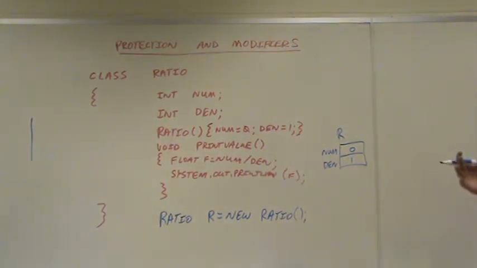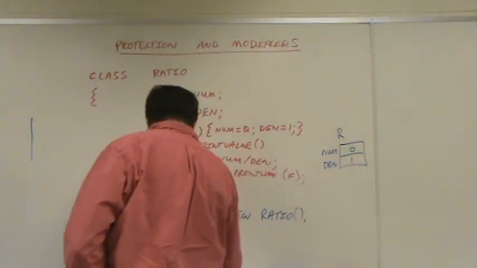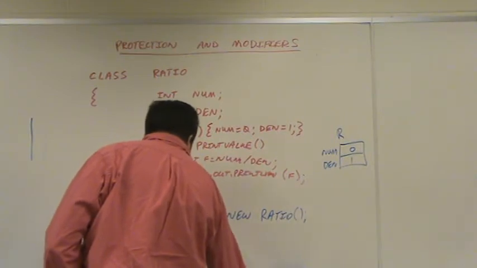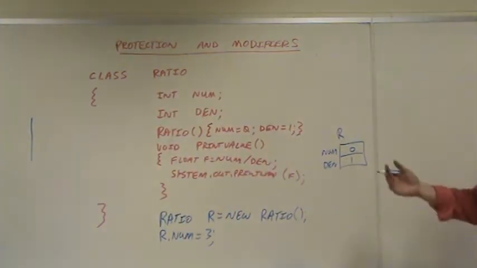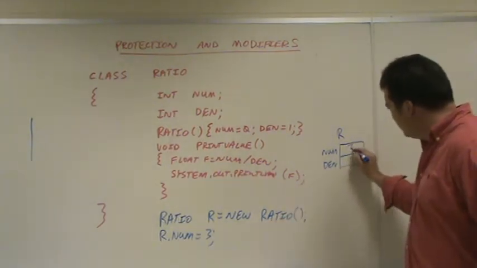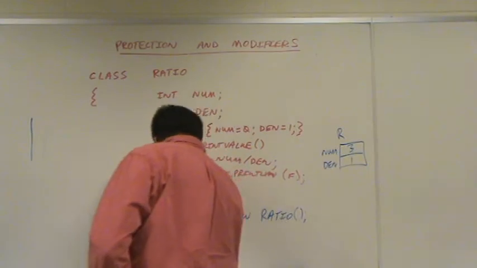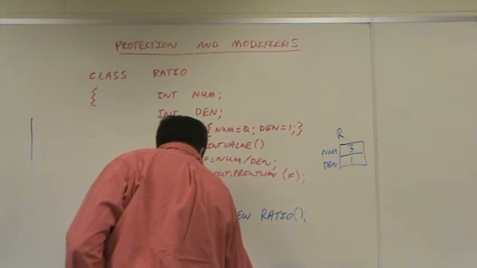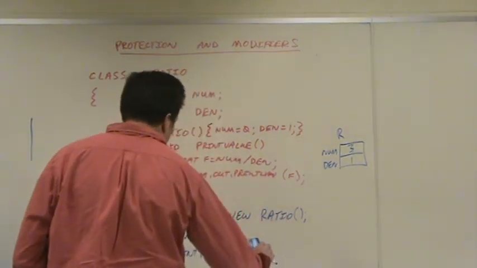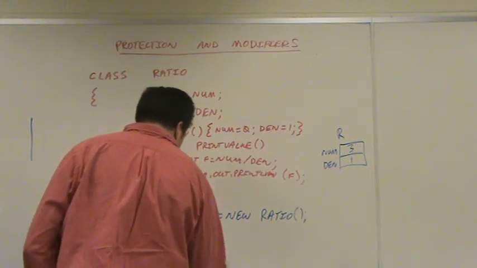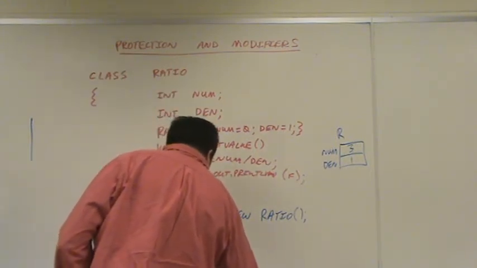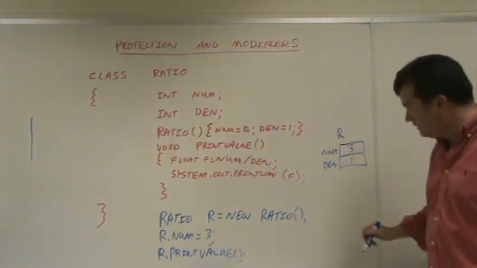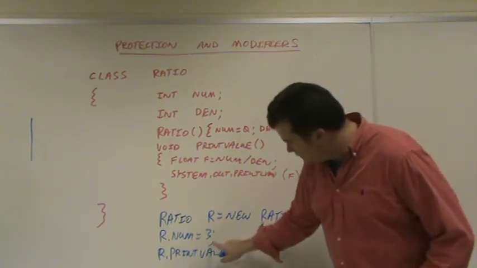If somebody then decided, I want to change the numerator, and said R dot num equals 3, they're trying to change this to 3 divided by 1. And then they called print, what do they call it? Print value. R dot print value. Then a 3 would come out, a 3.0. I think 3.0 would come out.